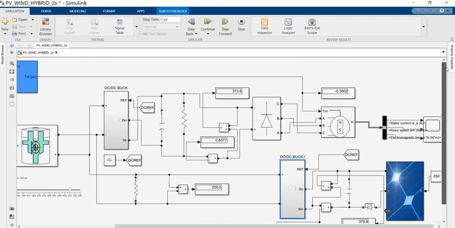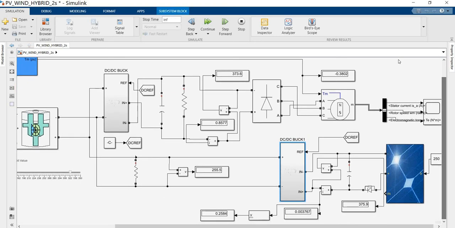Okay, so this is the operation for the hybrid PV wind simulation. It is a very simple thing to see and you can utilize this, and I think it is very useful for your experimental purpose or in your curriculum syllabi.